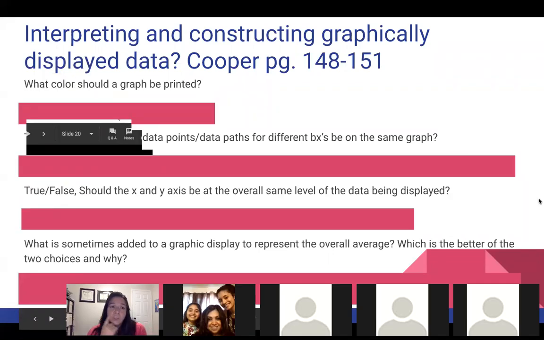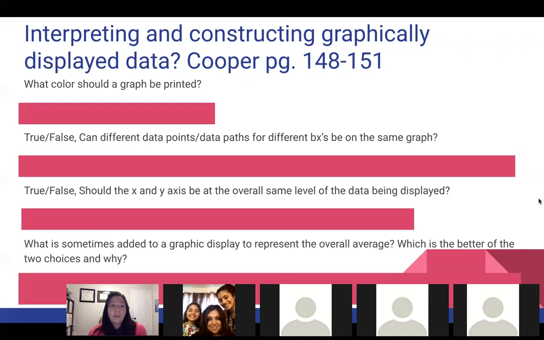All right. So interpreting and constructing graphically displayed data. This is on page 148 and 148 to 151 in Cooper. So what color should a graph be printed? Black. Do you guys want to know a funny story? When I started working 5 years ago I wasn't an RBT, I was a BA. They used to print them in colors, and that created a lot of issues with insurance companies. So this is very true.